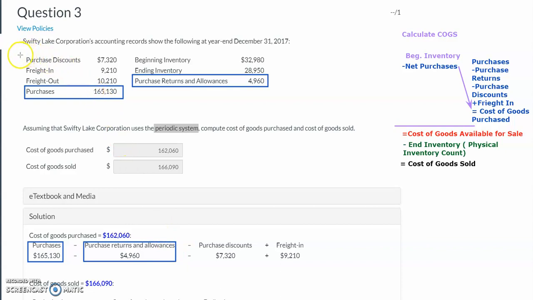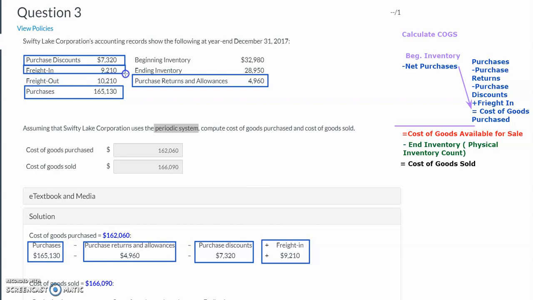Then we're going to be subtracting out our purchase discounts. And then we're going to add the freight in. And the freight in represents the amount that our company spent in order to acquire the inventory. So this is one of the costs that needs to be included as part of our cost of goods sold.